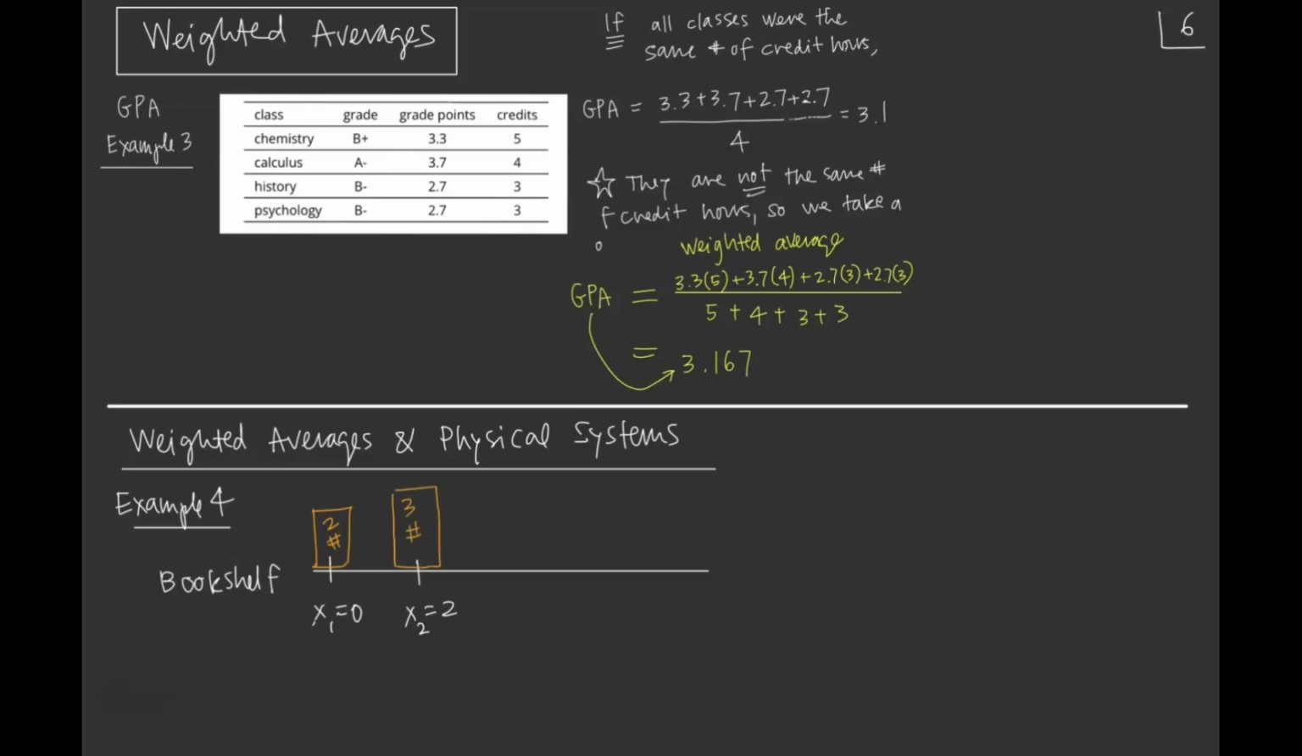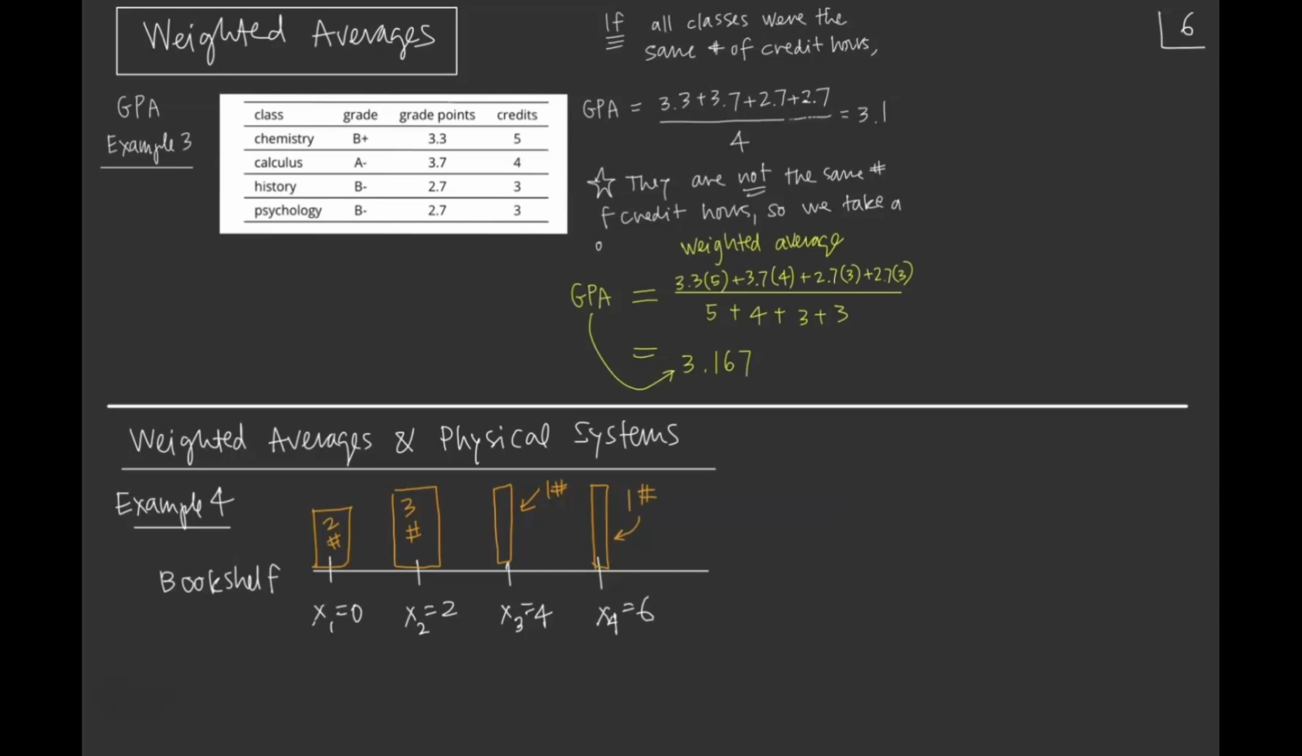And we have 2 more books. One is at position x3, which is 4, maybe 4 inches, 4 centimeters. This book is kind of skinny. It's only 1 pound. And the last book is at position x4, which is 6 units away from the beginning, and this book also is only 1 pound.